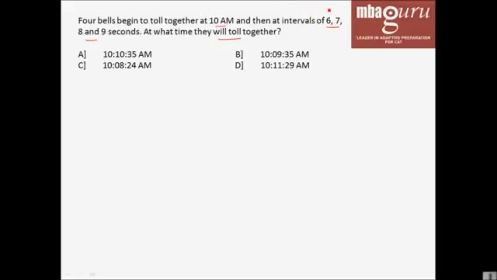So one needs to realize that bell 1 will toll after 6 seconds, then at 12, then at 18, so multiples of 6. The 7-second bell will toll at 7, 14, so multiples of 7. So each bell tolls at multiples of the respective number. They'll toll together at a common multiple, and the first time they'll toll together will be the least common multiple. So you take 6, 7, 8, and 9, and you find the LCM.